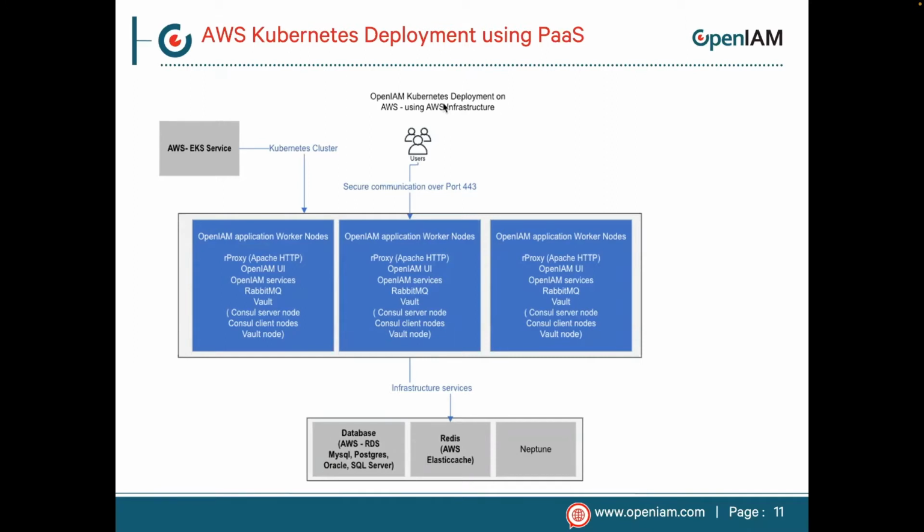What I mean by that is you can use the database services that AWS offers. And by the way, everything that I'm saying here applies for Google and Azure as well. You could also use the Redis service and Neptune, which is the Janus Graph. This way you can scale out and leverage the platform.